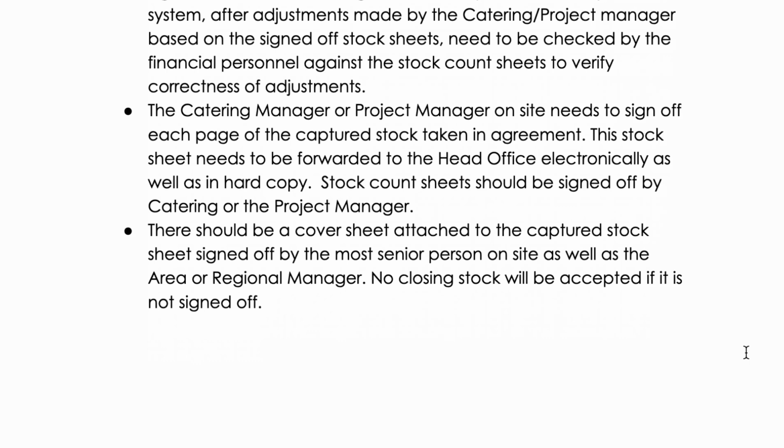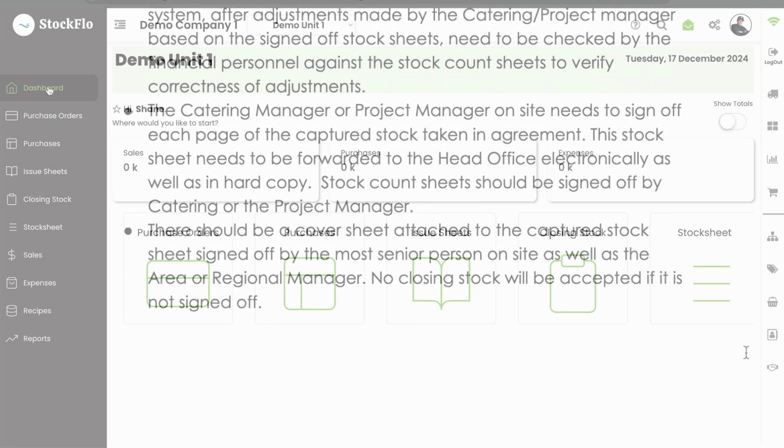Stock count sheets should be signed off by catering or the project manager. There should be a cover sheet attached to the captured stock sheet, signed off by the most senior person on site, as well as the area or regional manager. No closing stock will be accepted if it is not signed off.